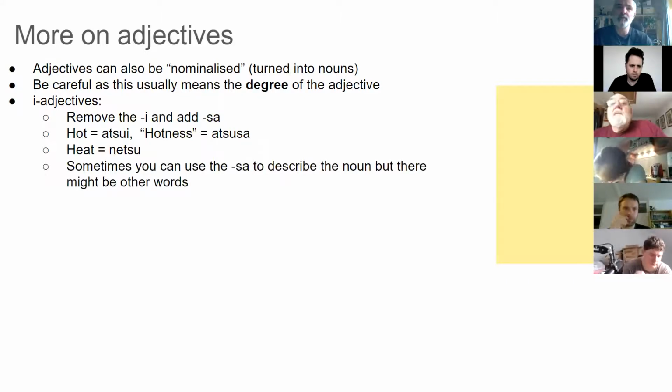So sometimes there are other ways we can use sa to describe the noun, but there might be other words as well, which we'll come to later, like farness and closeness. There could be other ways to say this, or length, for example.